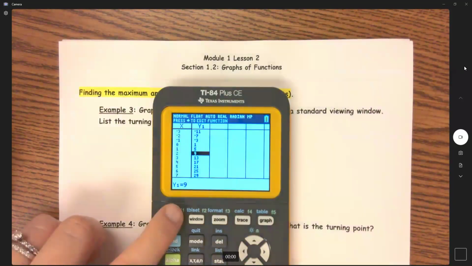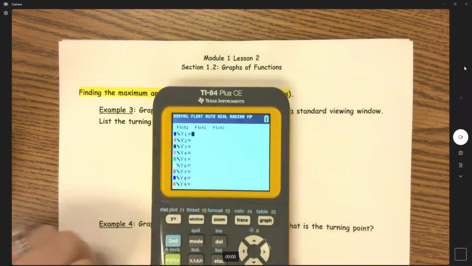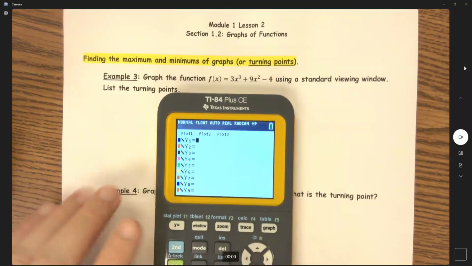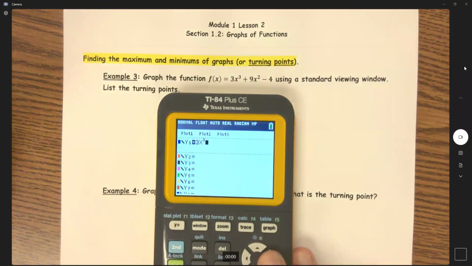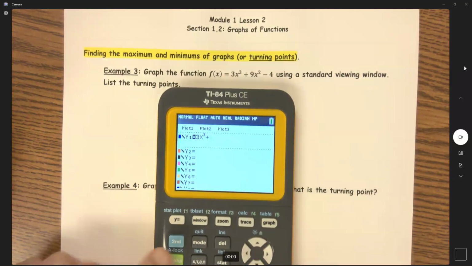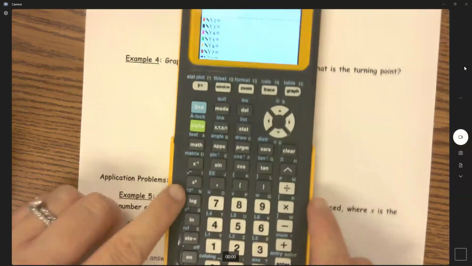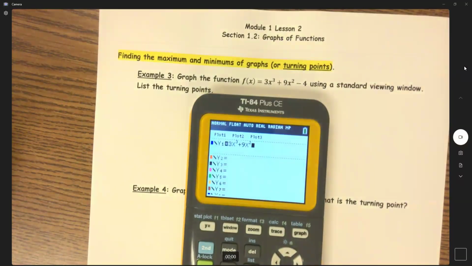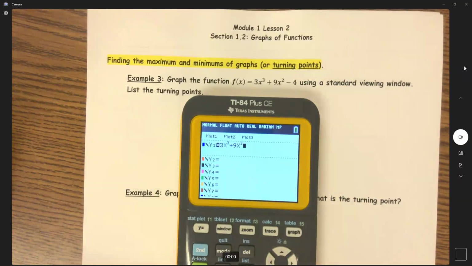Okay, so let's go into our y equals and clear that out. And let's type in our function. So we have 3x cubed, remember to arrow over, plus 9x squared, and squared does have a button all for itself. So if we have x squared, it just is squared, and we're out of the exponent already, and then minus 4.